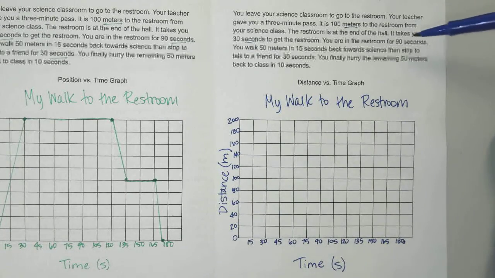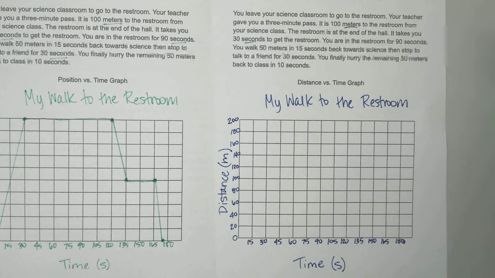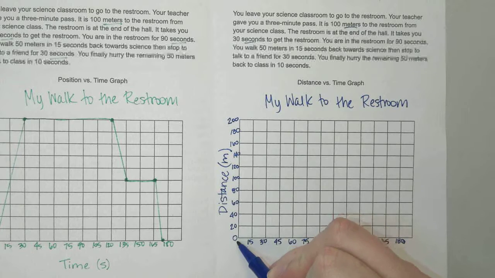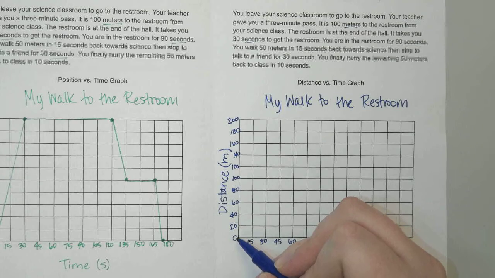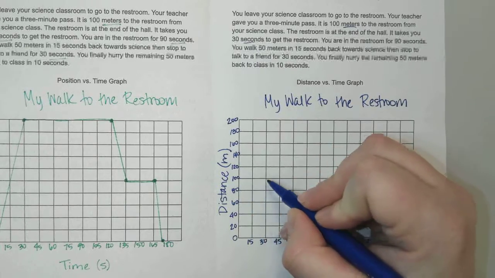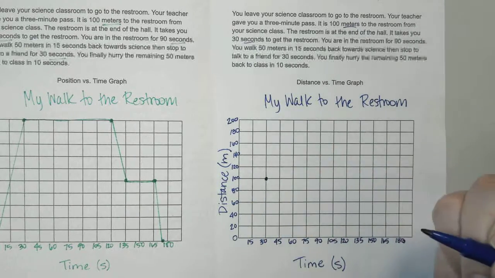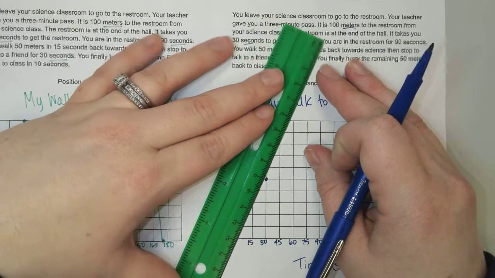Now if we go up to our story, again it's the exact same story. We're going to go all the way to the restroom in 30 seconds, stay in the restroom for 90 seconds, walk halfway back in 15 seconds, stop and talk to a friend for 30 seconds, and then come back to class in the last 10 seconds. So if we start at 0, 0 is still our starting point, it's still the classroom. It says that we walk 100 meters to the restroom in 30 seconds. So remember, the distance is 100, the time is 30. That's where we put our first dot, and we're going to draw a straight line to connect from the starting point.